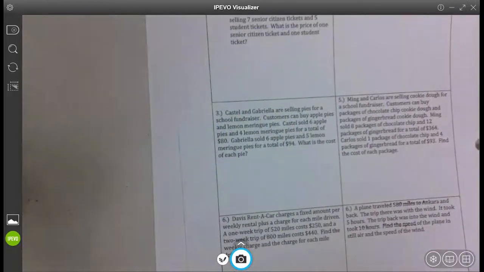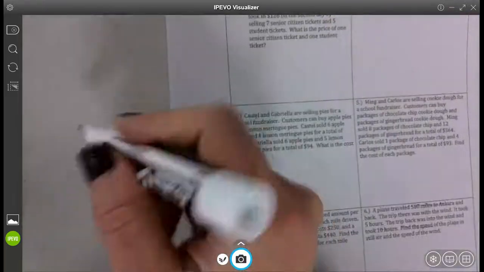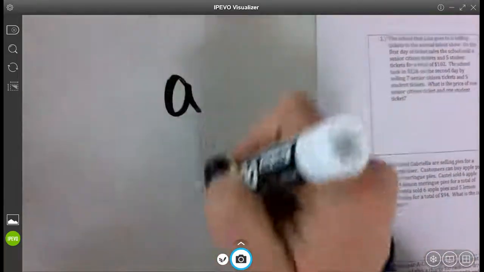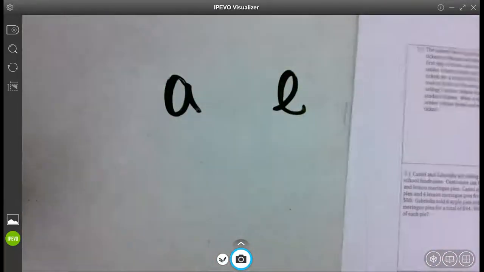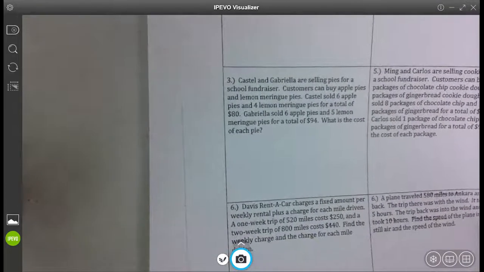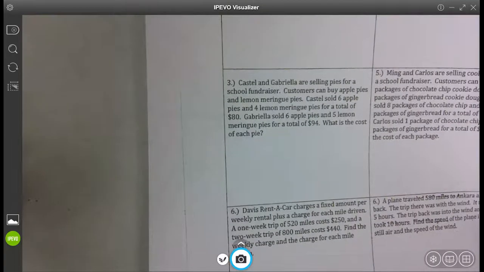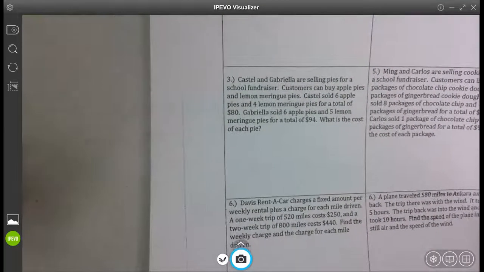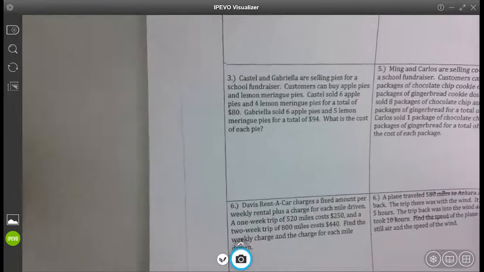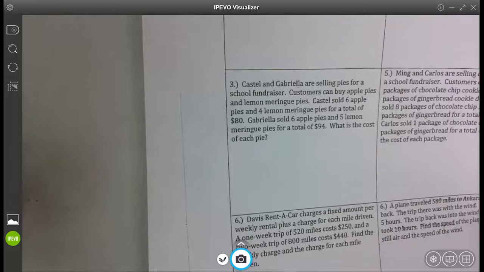Number 3 says Castell and Gabrielle are selling pies for a school fundraiser. Customers can buy apple pies and lemon meringue pies. Okay. Castell sold 6 apple pies and 4 lemon meringue pies for a total equaling $80, and Gabriella sold 6 apple pies and 5 lemon meringue for a total of $94. What is the cost for each pie?